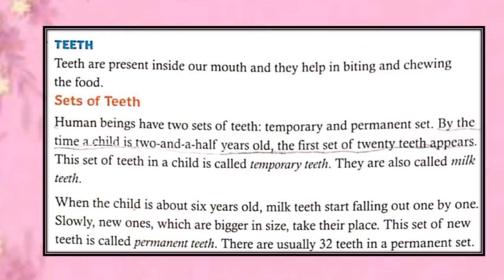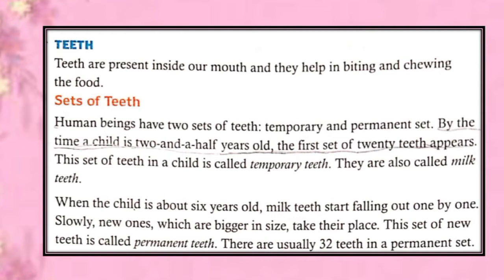So now let's understand the textual content of lesson 2. First, teeth. Teeth are present inside our mouth and they help in biting and chewing the food. As you know, humans cannot swallow food in one big gulp. So, food must be broken down into smaller pieces before it can be swallowed. So, the function of teeth is to break down food into smaller pieces, and they help in biting and chewing the food.